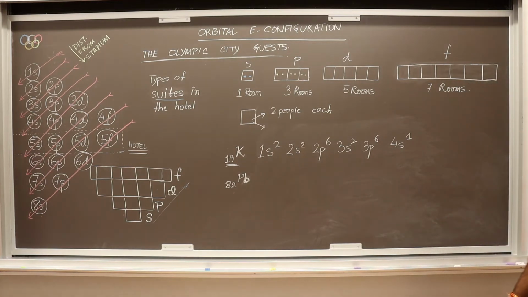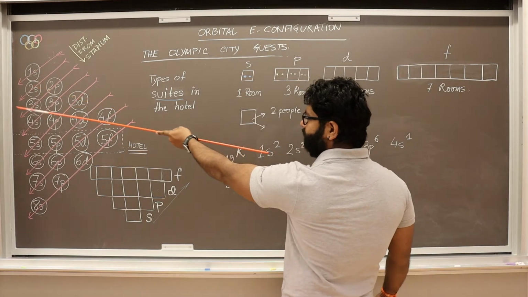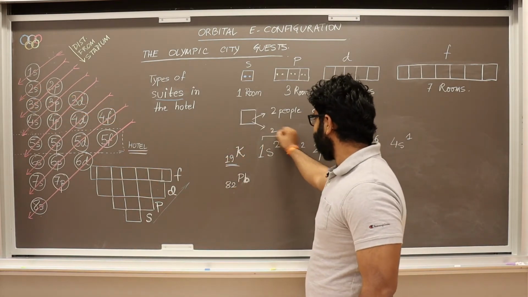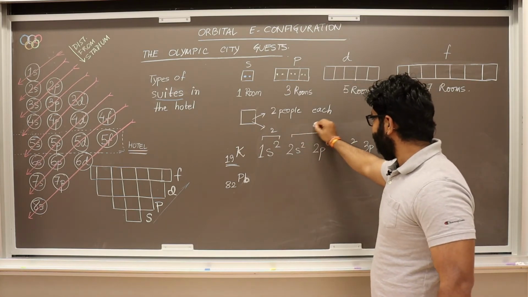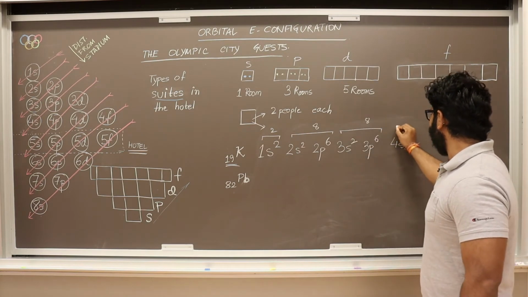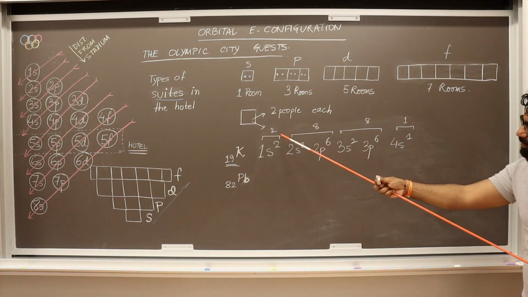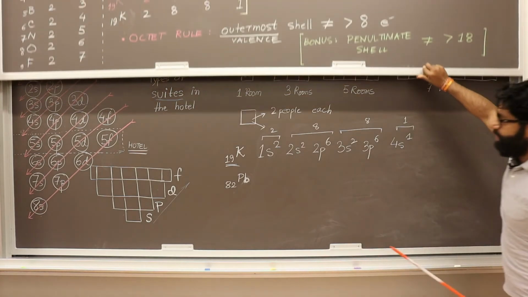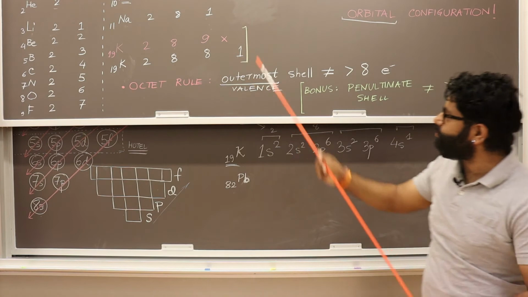Now, as I said before, this is hotel number 1, hotel number 2, hotel 3. So how many guests in hotel 1 in total? 2. How many guests in hotel 2? 8. How many guests in hotel 3? 8. And how many guests in hotel 4? 1. Does this look similar? 2, 8, 8, 1? Of course it does. This is similar to what we saw in here, 2, 8, 8, 1.